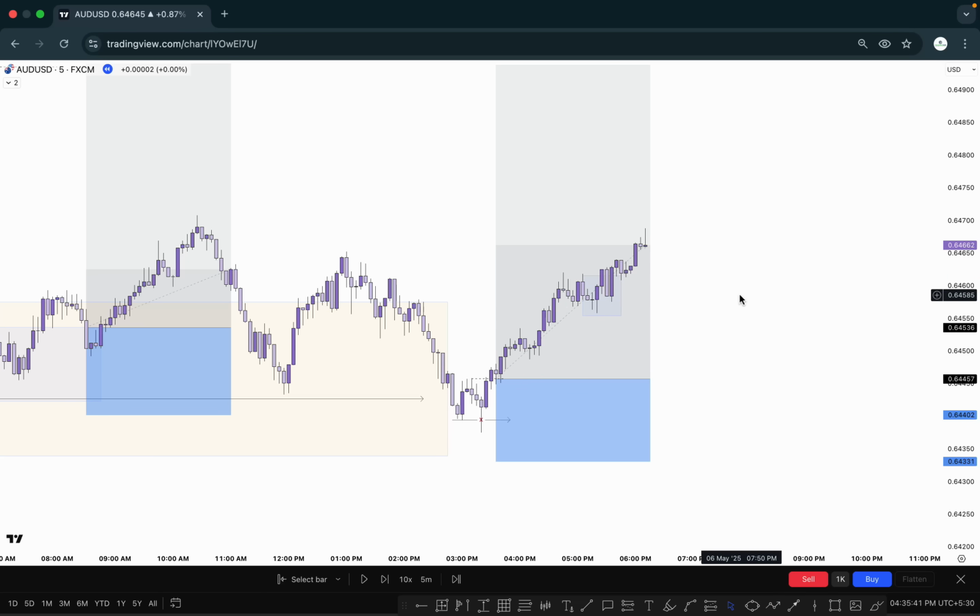upside. But I will not suggest you buy in this case, because sometimes what happens is the market pushes downside and then takes a deeper pullback before going to the upside. So that's why this is not a good area for the buy.